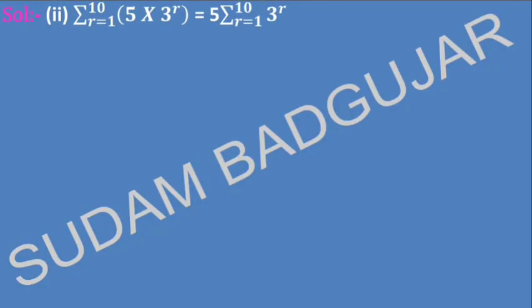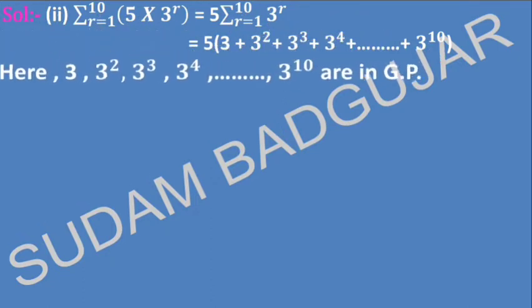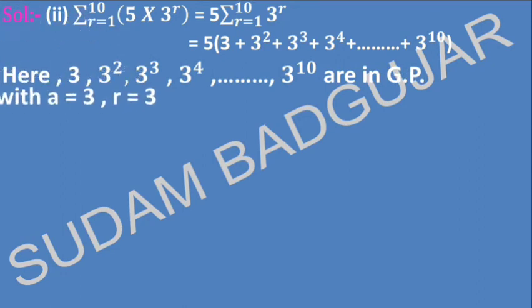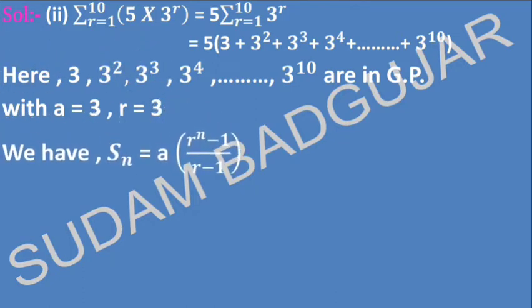Here sigma of 5 into 3 raised to r, r goes from 1 to 10, is equal to, you have to write this 5 outside the sigma notation, that is 5 into sigma of 3 raised to r goes from 1 to 10, and again it is 5 into bracket 3 plus 3 square plus 3 raised to 3 plus 3 raised to 4 up to 3 raised to 10, and these terms are in GP with first term a is equal to 3 and r is also 3. So we have the Sn formula. Sn is equal to a into bracket r raised to n minus 1 upon r minus 1.